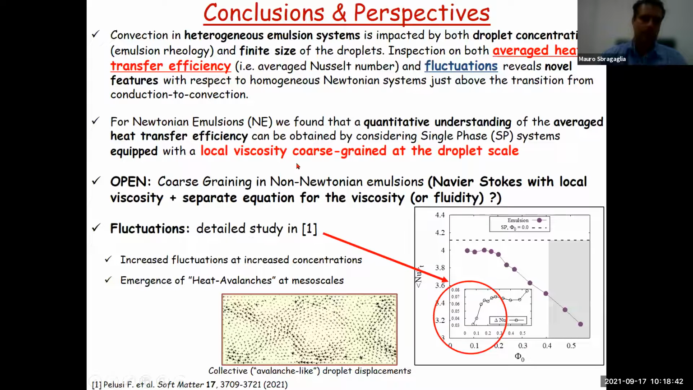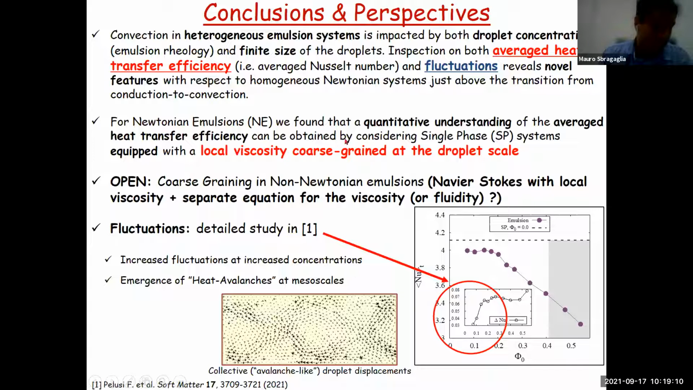Let me come briefly to the conclusions. We have studied this convective heat transfer in concentrated emulsions, focusing on the heat transfer efficiency, and in particular the average heat transfer efficiency. And the take-home message is that for Newtonian emulsions, essentially you can't forget about the finite size of the droplets. And if you use a Navier-Stokes equation with local viscosity, you need to coarse grain this local viscosity in space. Otherwise, you are unable to get any quantitative understanding on the system.